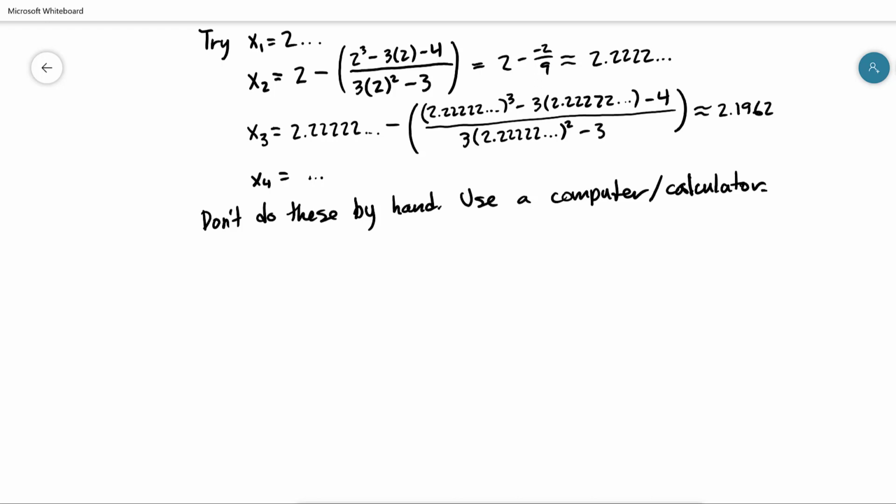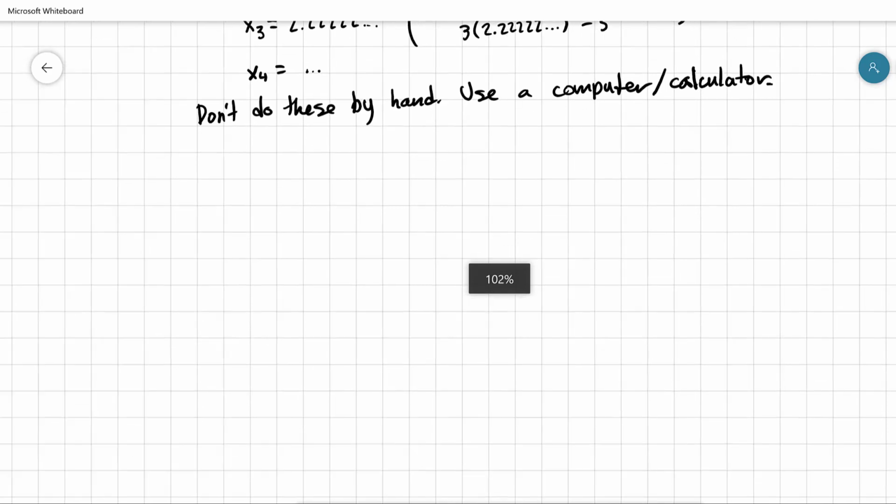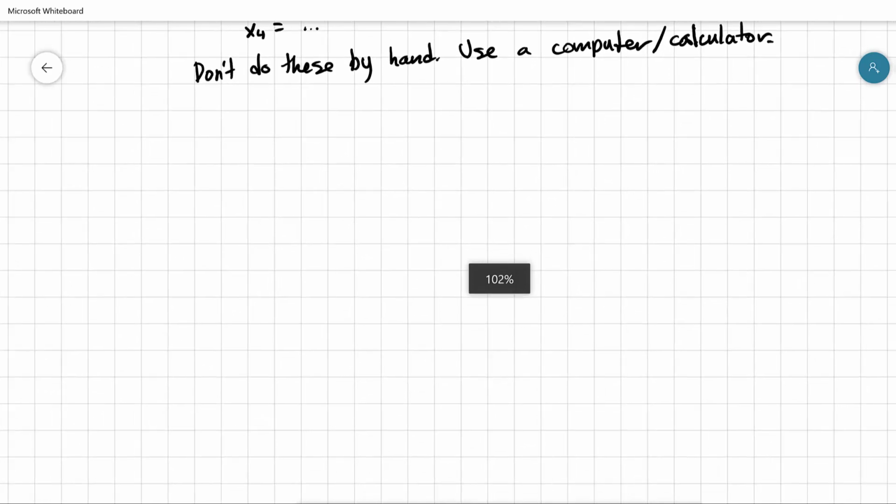And I'll show you again. I'll post a video of how you can do these problems in Excel. But even for the homework, that's what I'm suggesting. You don't need to be doing these by hand. Do it in Excel. That will be a separate video.